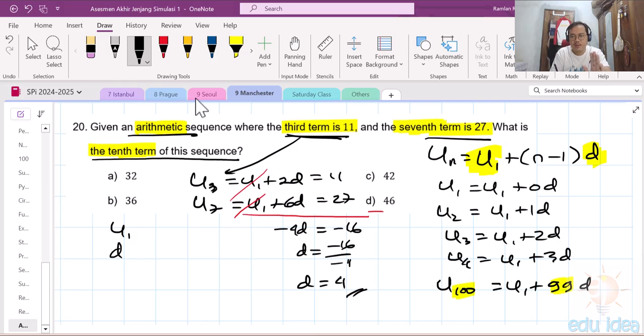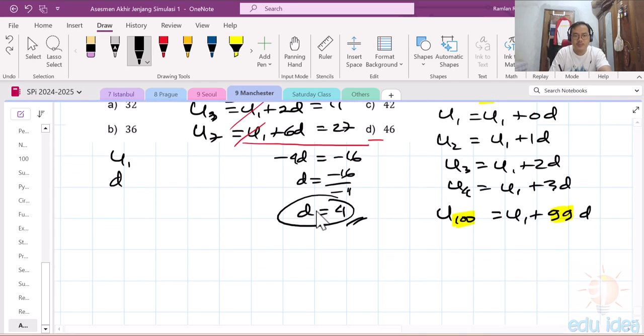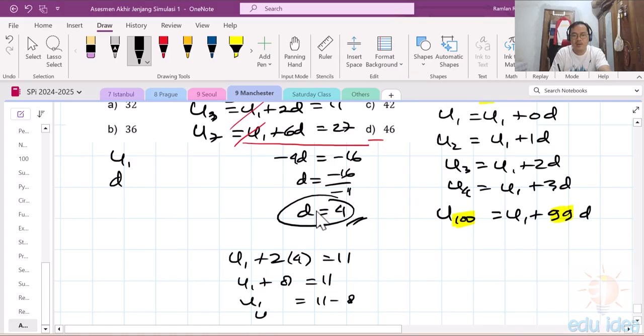Now, if you want to know the first term, just plug this d into one of these equations. I'm going to use this one over here. So if d is equal to 4, then u1, the first term, plus 2d, and since we know d is 4, it's 2 times 4 equals 11. So we have u1 plus 8 equals 11. So u1 is just subtracting both sides by 8, and then that'll be equal to 3. There you go, right? So now we have the materials to be used to find the 10th term.